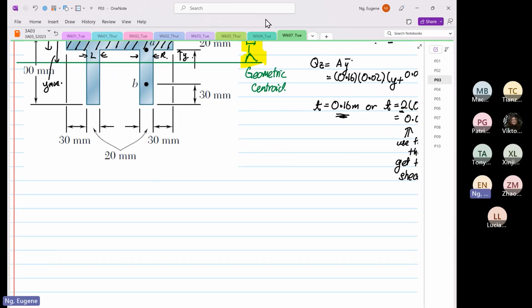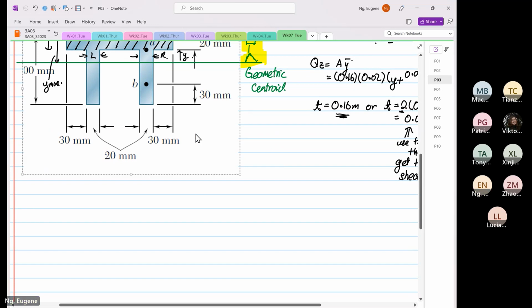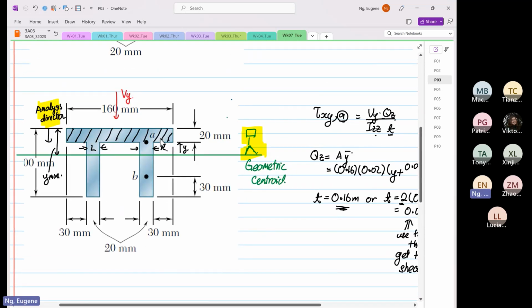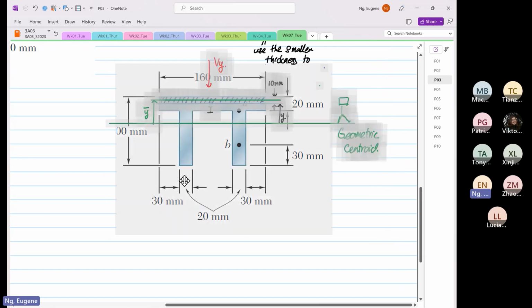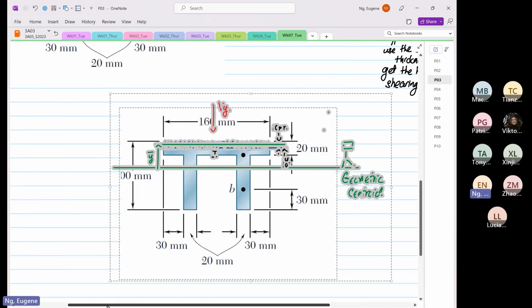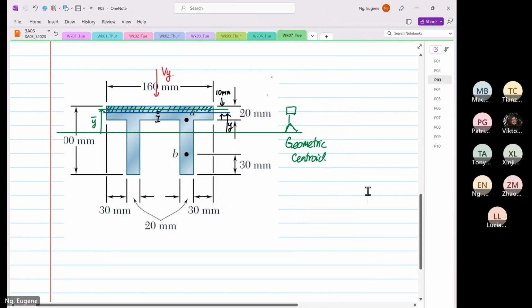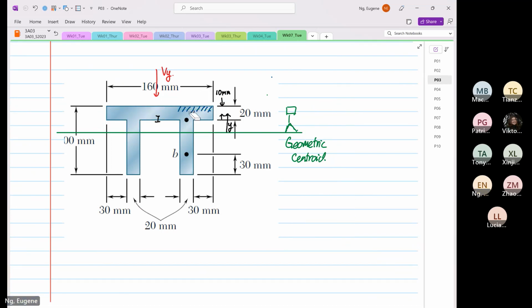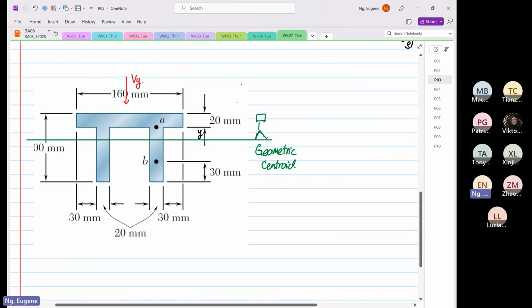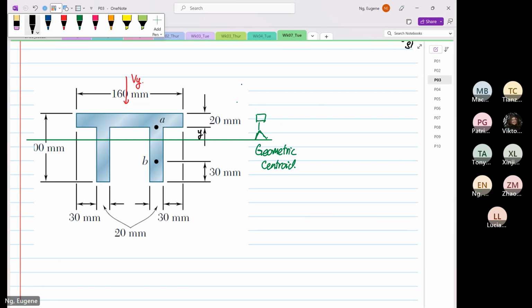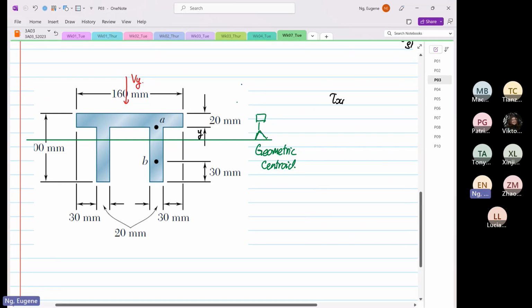Now, let's see this case. Okay, now the next question is this. We are going to determine the shear XY at point B. Point B is of interest now.